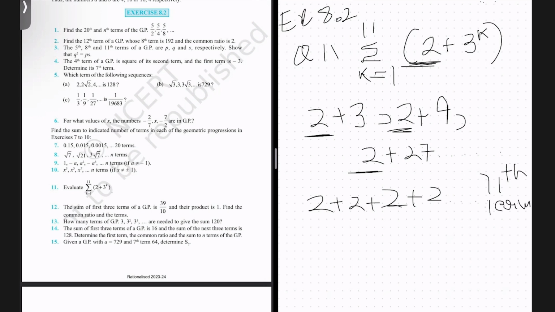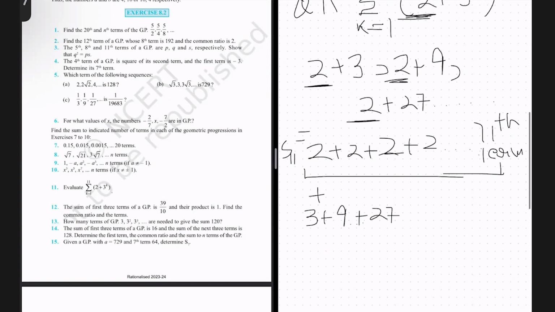I have separated out 2 plus 3 raised to the power k, and that is how I'm going to approach this question. So the first part of S11 is going to be 2 added up 11 times. Very trivial for us to see, because 2 plus 3, then we have 2 plus 9, then we have 2 plus 27, and so on and so forth. 2 is repeating itself across every term, and that is going to be the case for all 11 terms. So we have 2 added up until 11 terms, and the second part is going to be 3 plus 9 plus 27 up until 11 terms. So in the second part you have 3 plus 9 plus 27, and that also you have until 11 terms, right?